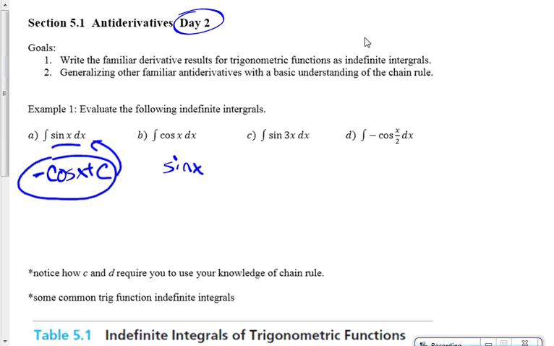Okay? Same idea here. Is the derivative of sine equal to cos? Yes, it is. So I'll add c and call that the antiderivative of, or the indefinite integral of, cos x. Okay?